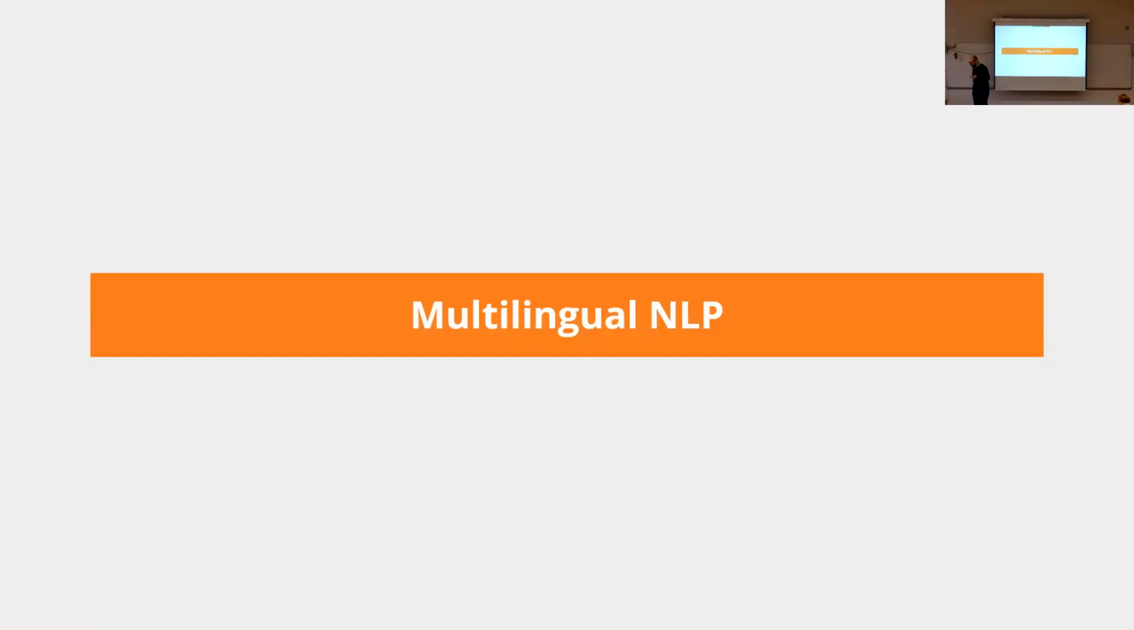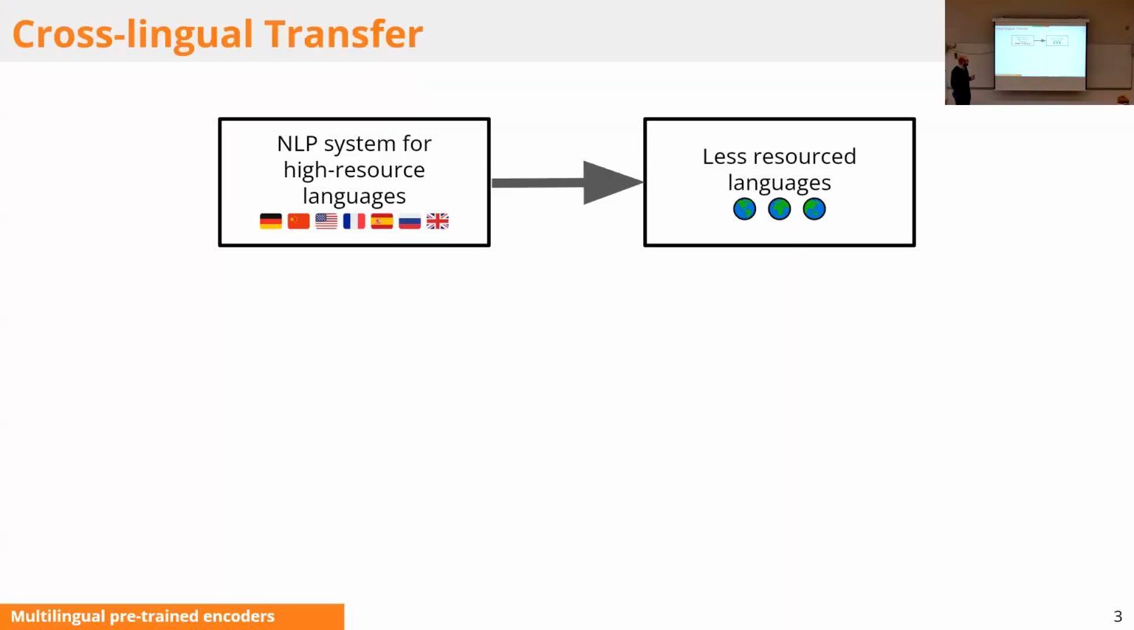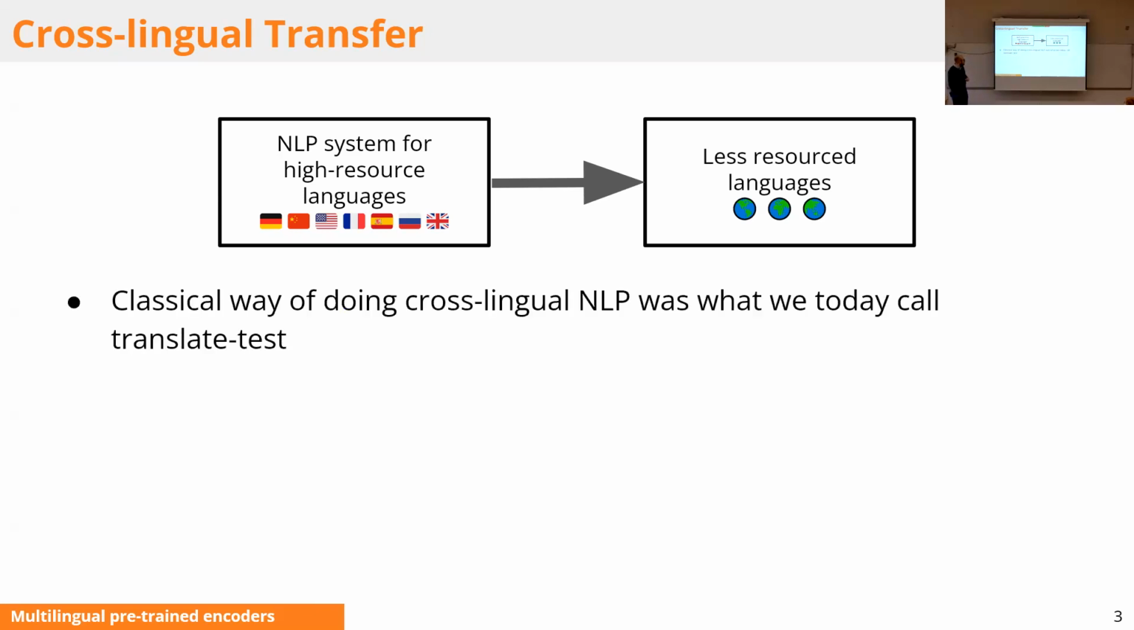So multilingual pre-trained encoders are tools used for multilingual NLP, and the two tasks or two setups where we typically use them are cross-lingual transfer, when we have data or in general a model that can do something in a high resource language, and we would like to do the same stuff in a less resourced language, typically without having access to training data in a less resourced language.